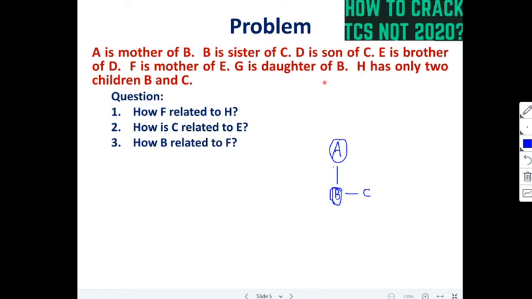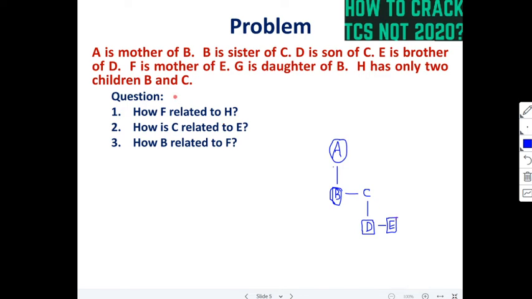Okay. Now D is son of C. So we have to draw a square since it is a male. D is a male. Right. E is brother of D. Naturally, E is also a male.